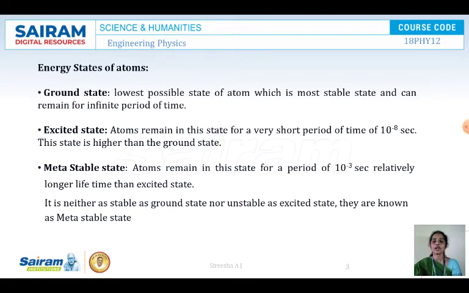What exactly is a ground state? It is the lowest possible state, where the atom can remain for an infinite period of time. It can stay there for an infinite period of time. That state is called the ground state. It is the most stable state, and the atom stays there for a long period of time because it is the most stable state.